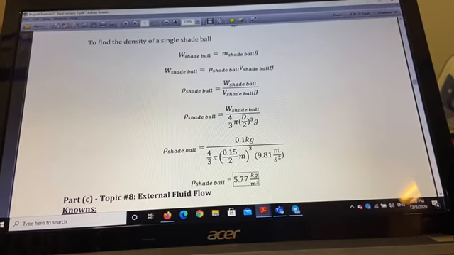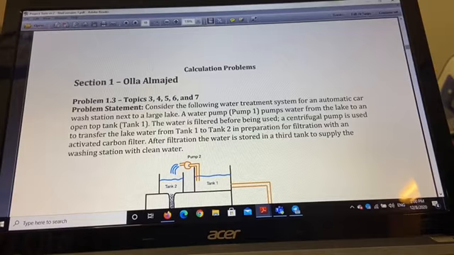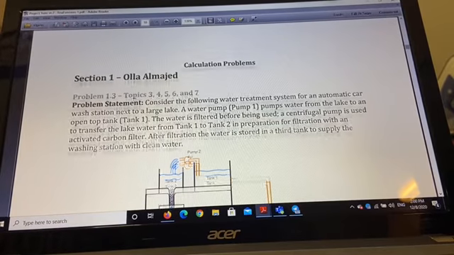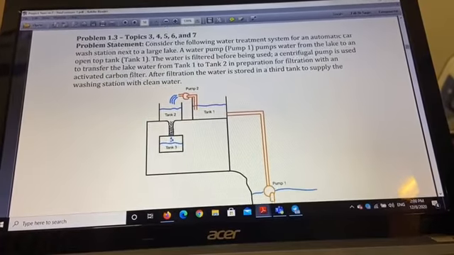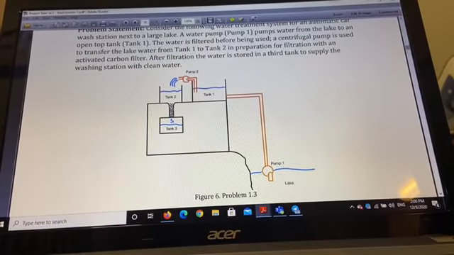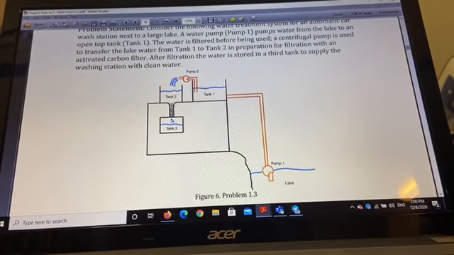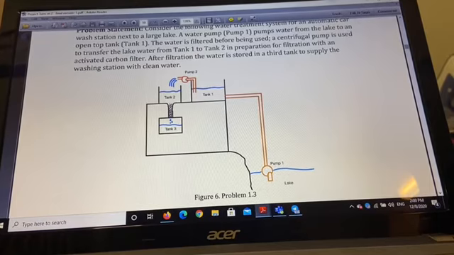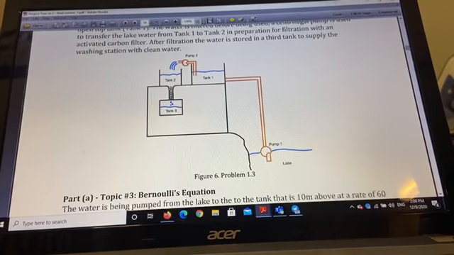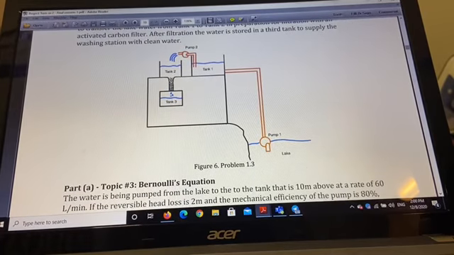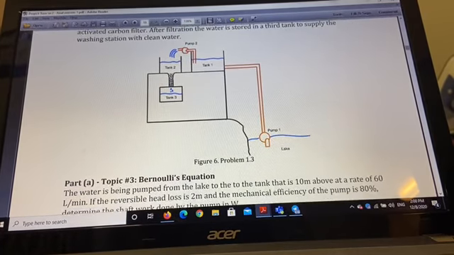For topics 3 and 4, Bernoulli and the momentum balance, we have an automatic car wash that pumps the water from a lake to the top, and from tank 1 it goes to tank 2 to do the filtration, and from tank 3 it uses a jet to spray the water onto the cars.